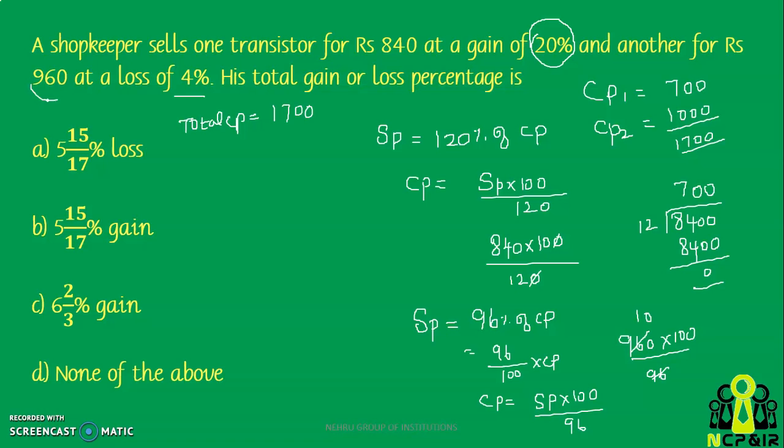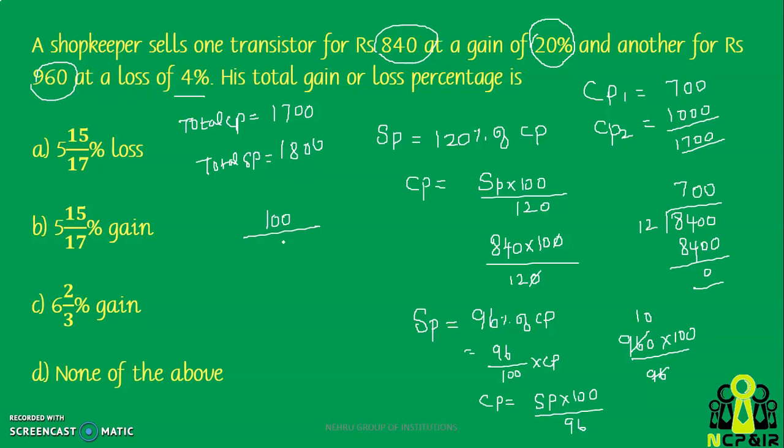And what is the total selling price? It's 960 here and 840 here. So add these two values. This is 1800, the total selling price. Total selling price is equal to 1800. So now if you see, what is the profit? 100 rupees is the profit.